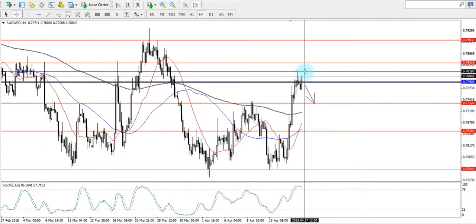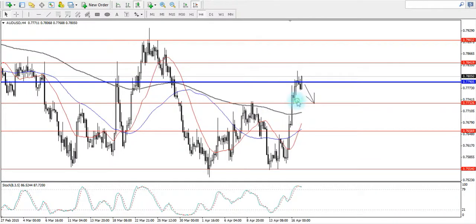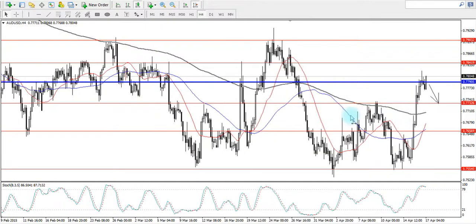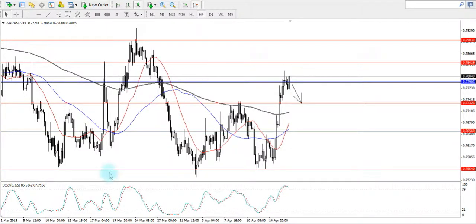However, if it comes back to the same level over here at 0.7880 and it starts to pull back, that might give a good signal to go for the shorts. So that is for the Aussie against the US dollar.